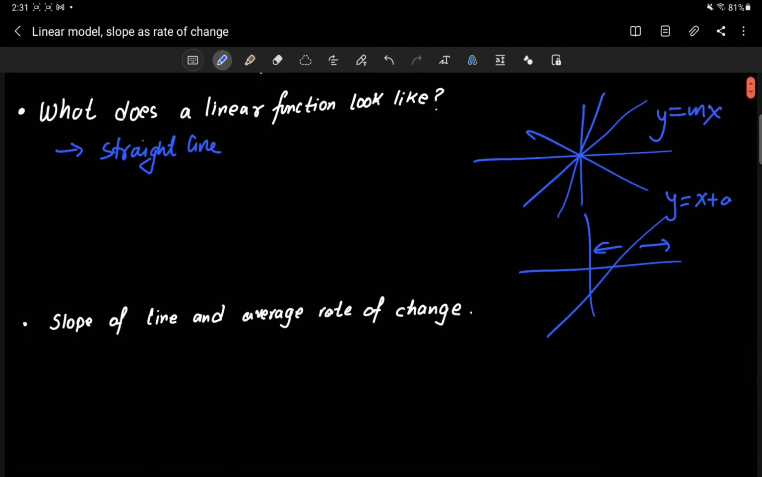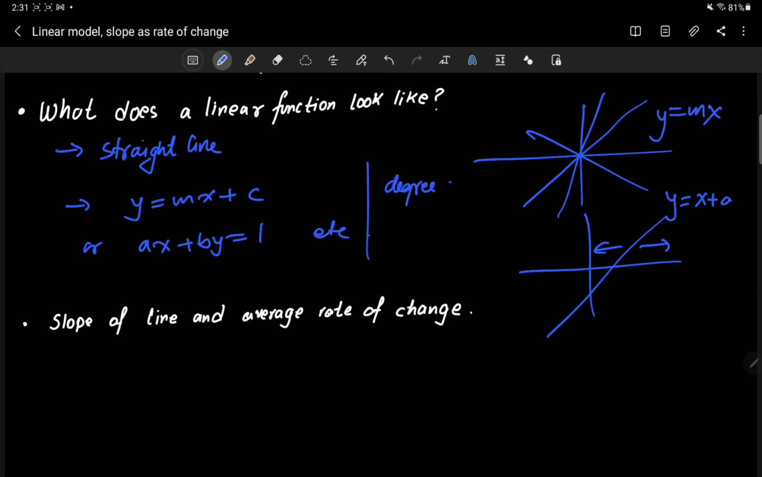Okay. Now, in terms of equation, what do they look like? They look like, in general, y equals mx plus c, or they can look like ax plus by equals 1, etc. Basically, saying that the degree of x and y are at most 1, meaning they are either 1 or 0.